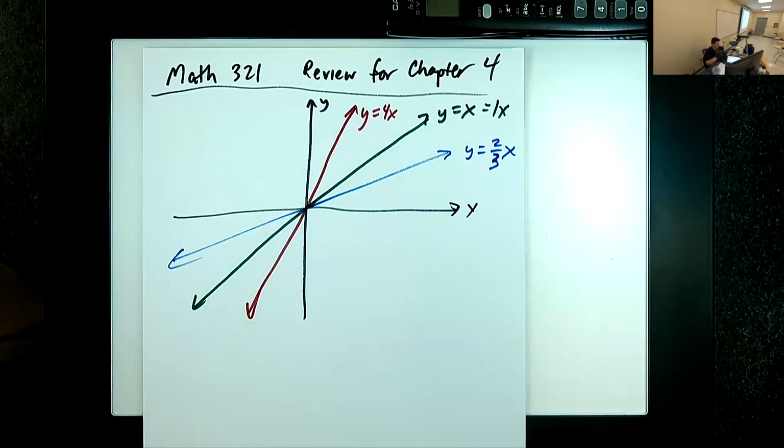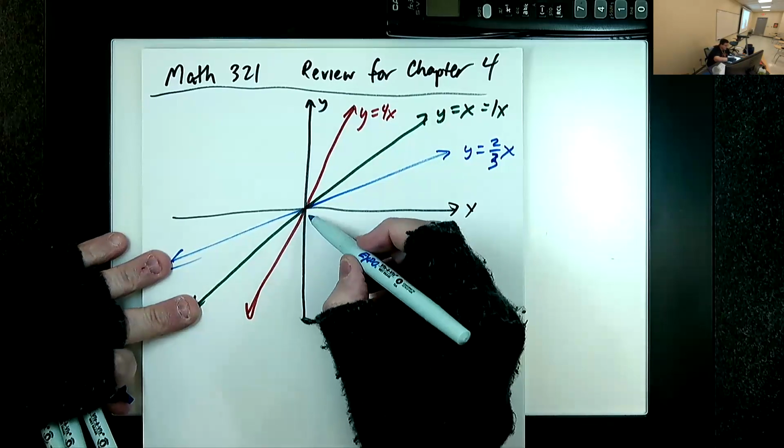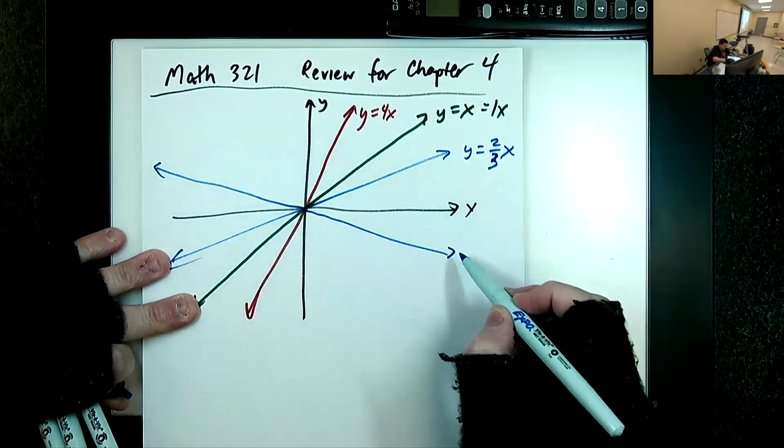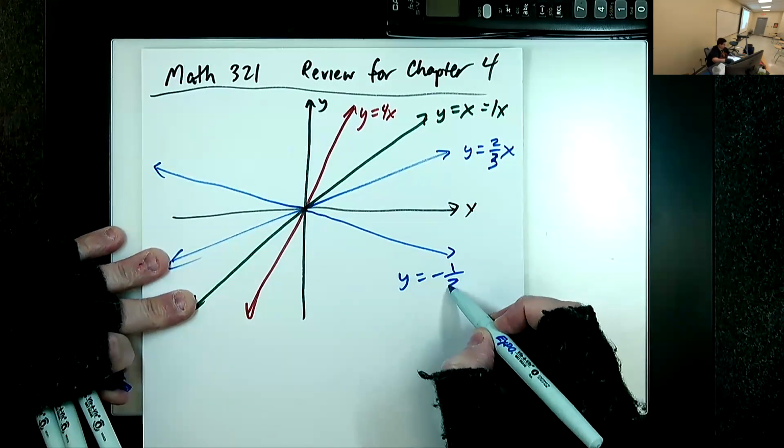And as a reminder, we could go downward as we go left to right too. That may be y equals -1/2 x.